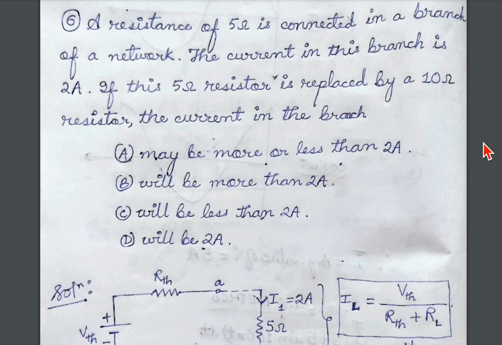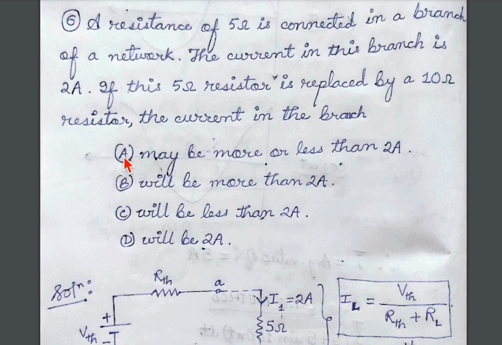Okay, so now let's see what question number 6 says. It says a resistance of 5 ohm is connected in a branch of a network. The current in this branch is 2 ampere. If this 5 ohm resistor is replaced by a 10 ohm resistor, the current in the branch will be. There are 4 options we need to choose from.